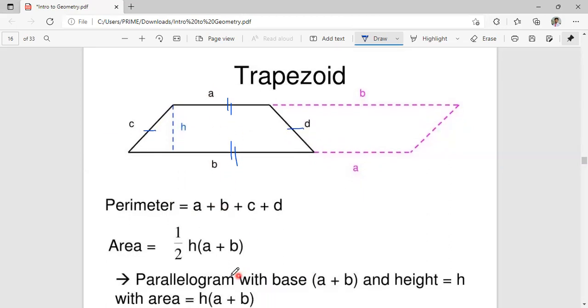For the area, we have to take half of the height. So we have half the height over here. How do we find the area? We first have to find the height over here. So the area is half of the height into A plus B.